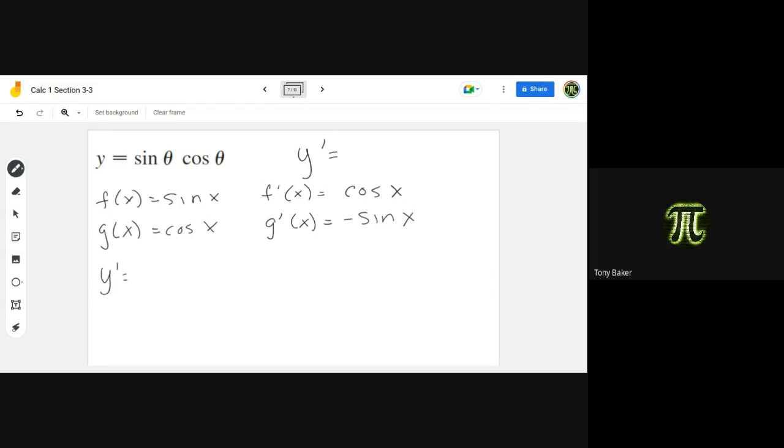All right, so it's the derivative of the first, so cosine theta times cosine theta, plus negative sine theta times sine theta. Remember, it's in essence the exact same as the quotient rule on the top, except it's plus instead of minus.